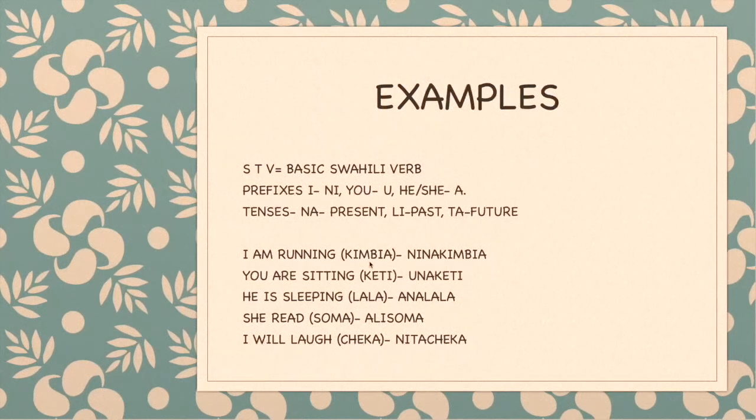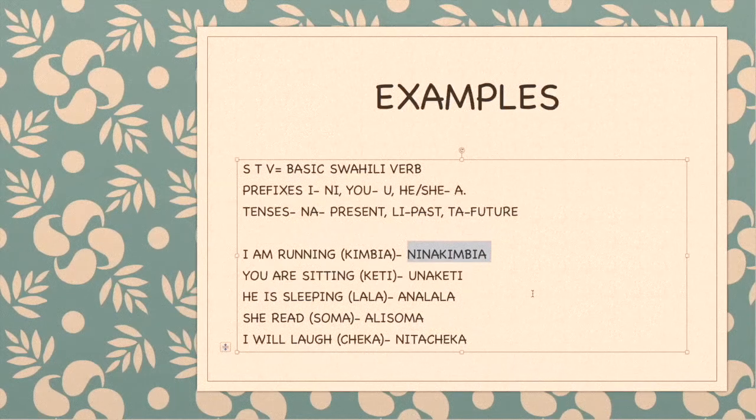So you will not just say mimi kimbia. No, that would be wrong. You have to conjugate it. That is, put it in a form that is usable. So we come to our little chart here. You need a ni. So you come right here and say ni. Okay? And then our present tense, because I'm running is in the present tense, you're going to need a na. And then you come and put it here. And then you simply affix kimbia, and you have your word ni na kimbia. How easy is that?